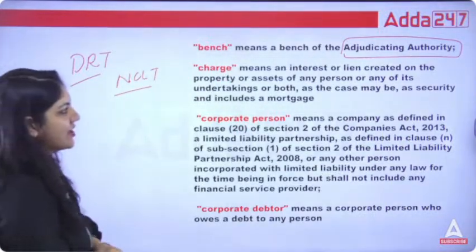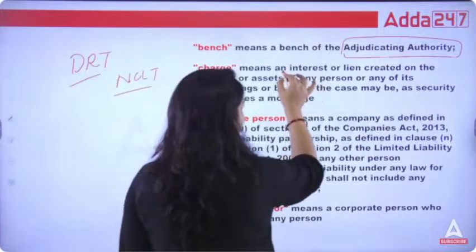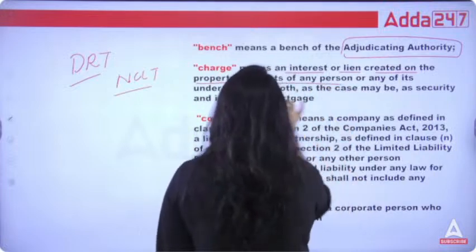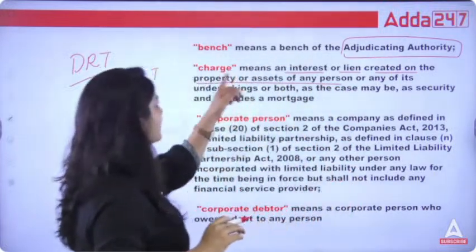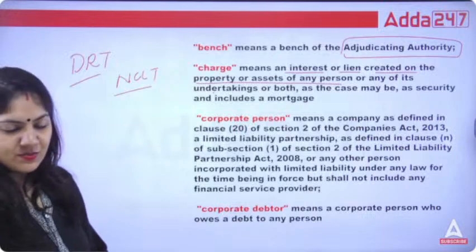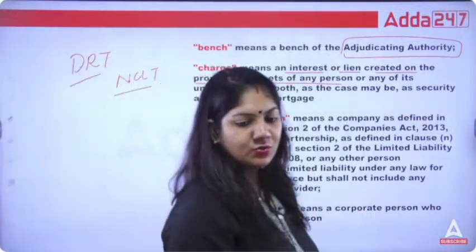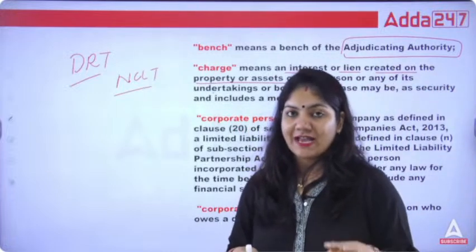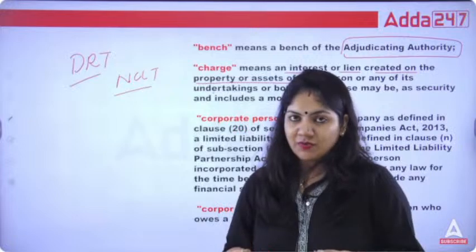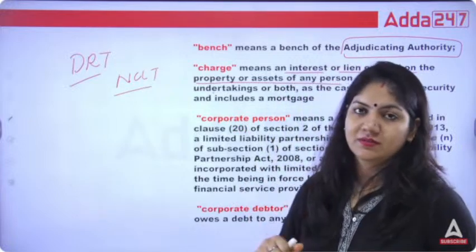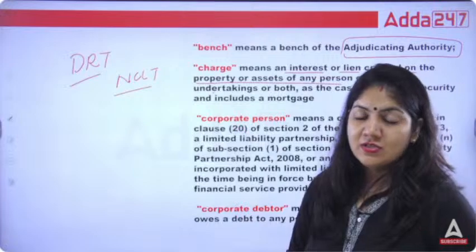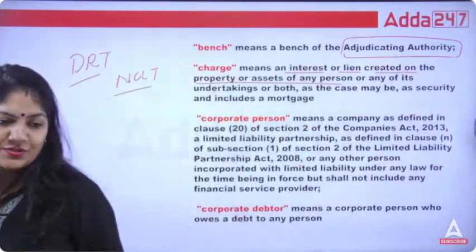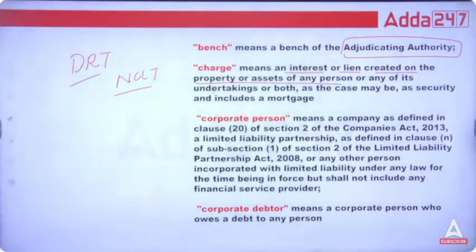Okay, what is charge? Any interest or lien that is created on the property or asset of the company or its undertaking is called charge. Suppose a borrower is not able to pay the money, so in that case the borrower has given security to the creditor. On that security, whatever interest and lien is created, that is called charge. So this is an example.